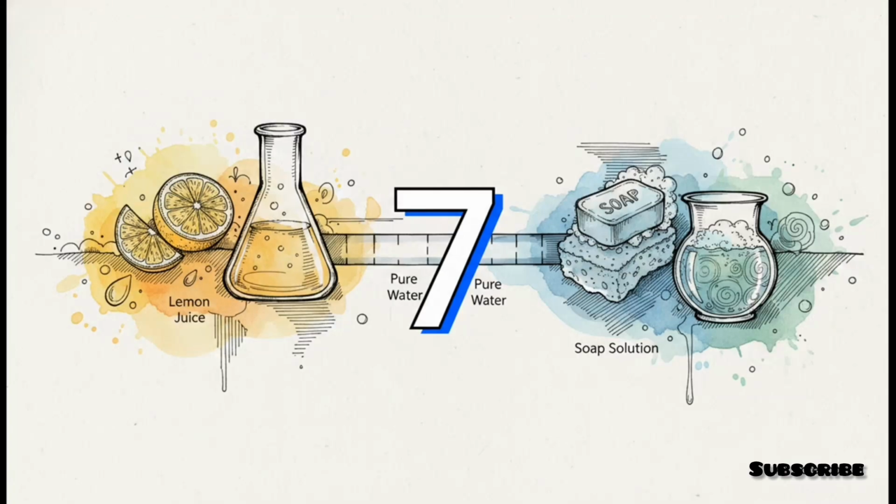So, on the pH scale, which is just how we measure acidity and basicity, the number 7 is the magic middle ground. It represents a perfectly neutral substance, like pure drinking water. Anything under 7, that's acidic, like your lemon juice. Anything over 7, that's basic, kind of like a slippery soap solution.